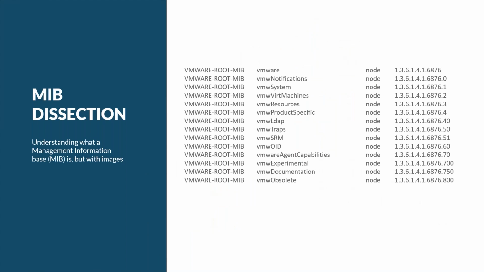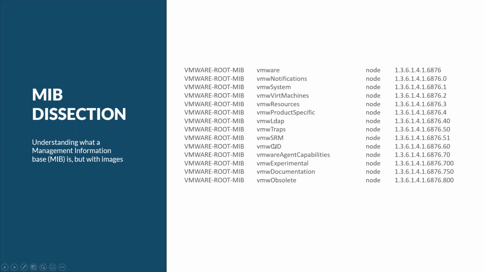Let me see here right now. This is the MIB dissection specifically for VMware. We can see here 1.3.6.1.4.1, and then the vendor ID, which is 6876, and they keep adding more and more after that. For example, the notification is 0, and after the 0, you will have a lot of other things that you can query using the MIBs: system, virtual machines, resources, traps, and so on.